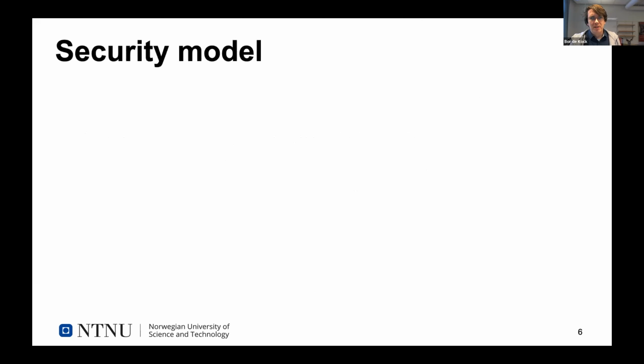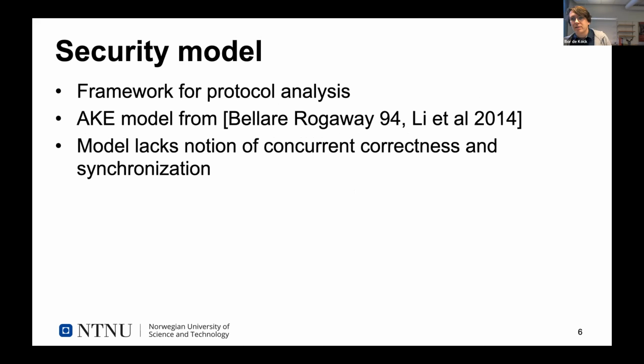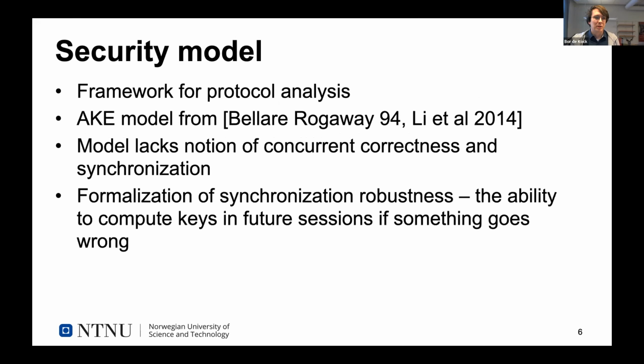So what is our security model? It's a framework for analysis of this kind of protocols. It is, of course, inspired slightly on the AKE model from Bellare-Rogaway et al., but that model lacks the notion of concurrent correctness, so correctness in the presence of several parallel sessions, and synchronization, which is an important property for us here. And in our model, we also formalize synchronization robustness, which means that if something goes wrong in a session, then you can recover from this and compute keys in future sessions afterwards. Which is something that is important to us if we're, again, working on very constrained devices where you cannot just start from scratch because it, for instance, drains the battery.